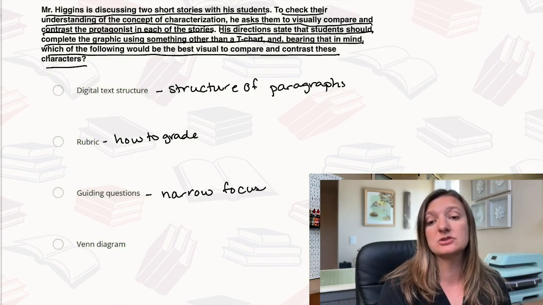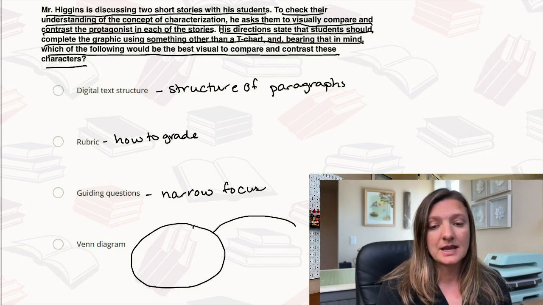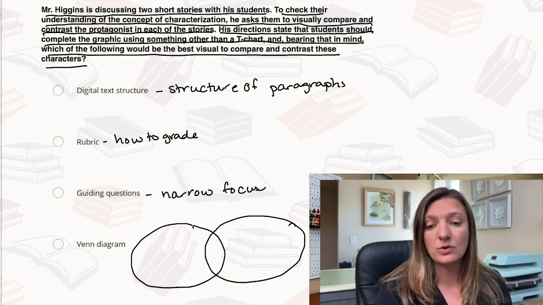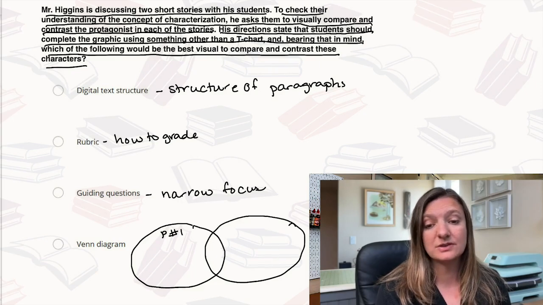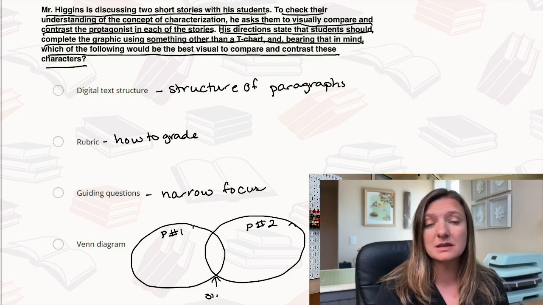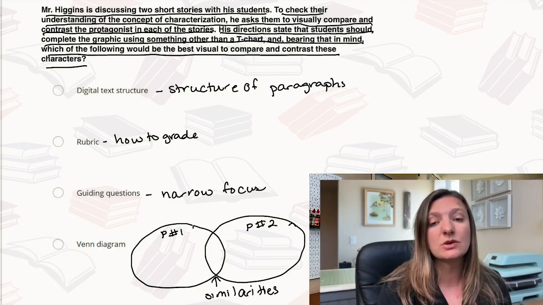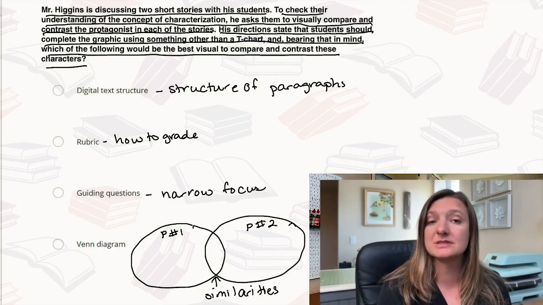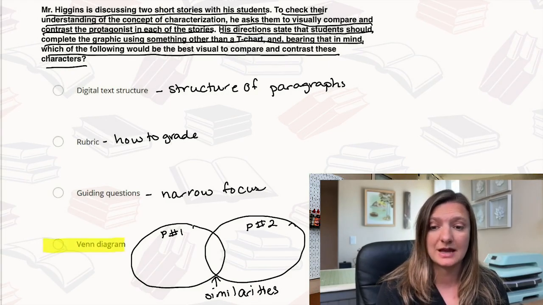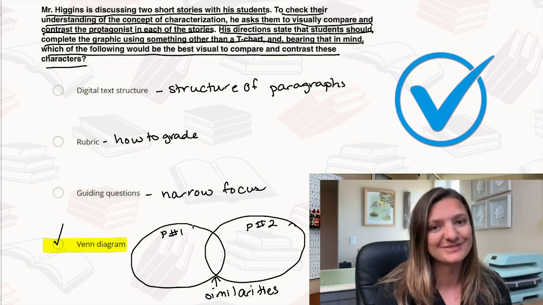The Venn diagram, which is our last choice, is going to be where you have those two circles. And in one of the circles, you're going to talk about the differences of protagonist 1. And the other one, you're going to talk about the differences of protagonist 2. And then in that middle area is going to be where you're going to discuss the similarities. So this is the best visual representation to compare and contrast those two characters. So the Venn diagram is our answer.